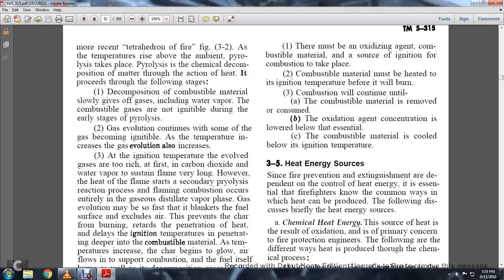Or the oxidizing agent concentration is lowered below the essential level, or the combustible material is cooled below its ignition temperature.